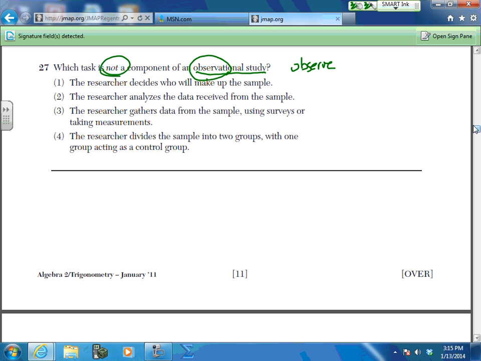We want to know which is not a component. The researcher decides who will make up the sample. That is true. The researcher analyzes the data. Yep. The researcher gathers the data using surveys or taking measurements, gathers the data. The researcher divides the sample into 2, and one acts as a control group. That means he gives one something and the other nothing. And this is what an experiment does. So this one is not an observational study because he's giving something to two separate groups.